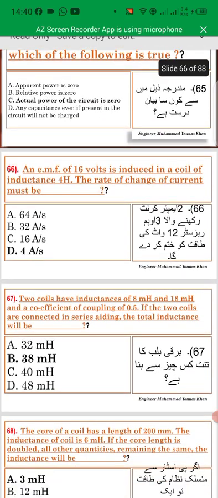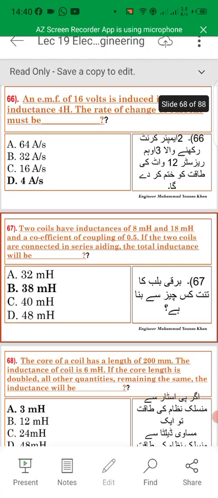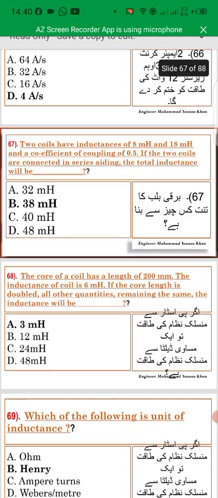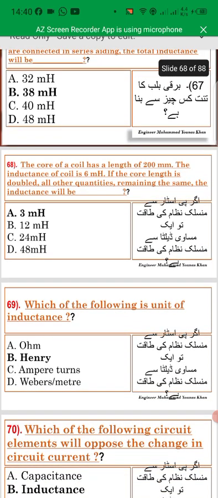An EMF of 16 volts is induced in a coil of inductance 4 Henry. The rate of change of current must be 4 ampere per second. Two coils have inductances of 8 millihenry and 80 millihenry and a coefficient of coupling of 0.5. If the two coils are connected in series, adding, the total will be 30 millihenry.